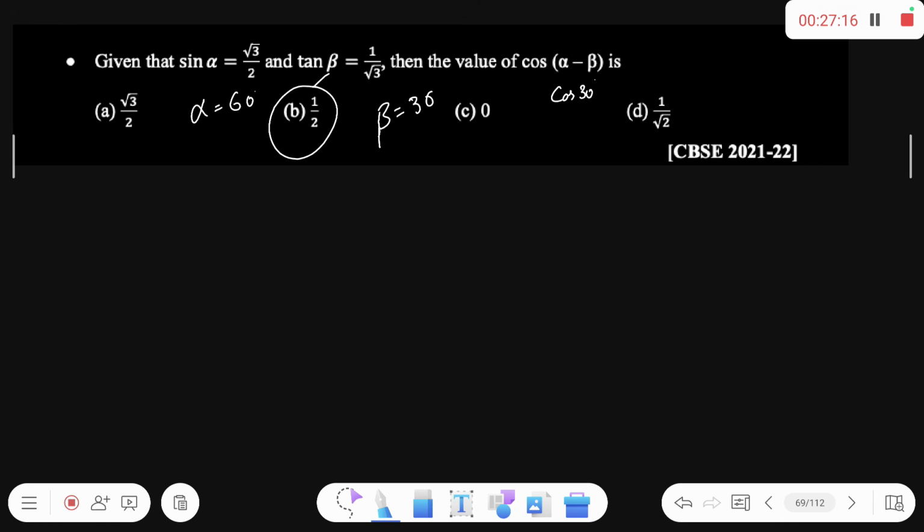Let's move to next. Sorry, cos 30 is not 1 by 2. Cos 30 is root 3 by 2. My mistake. It's root 3 by 2. Sin 30 is 1 by 2 and cos 30 is root 3 by 2.